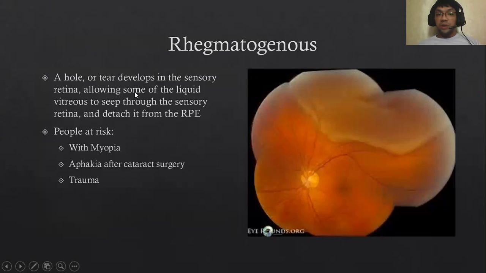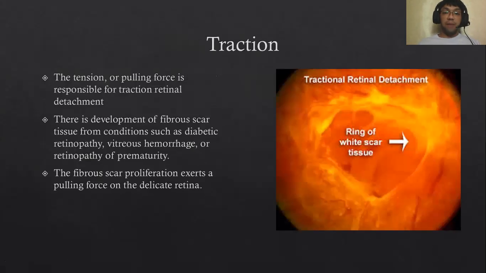So a hole or a tear develops in the sensory retina, allowing, as you can see here, there's an irregularity in the shape of the eyes of the patient, allowing some of the liquid vitreous to seep through the sensory retina and detach it from the RPE. So people at risk for this are those who have myopia, like me, aphakia, after those who have undergone cataract surgery. They might experience this as well, or even trauma to the head can cause this to happen.